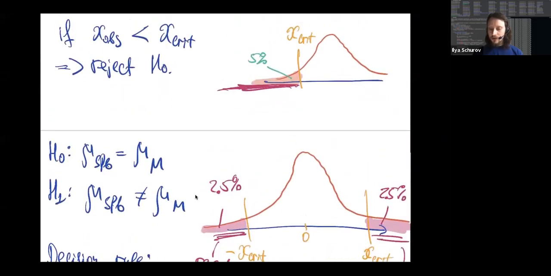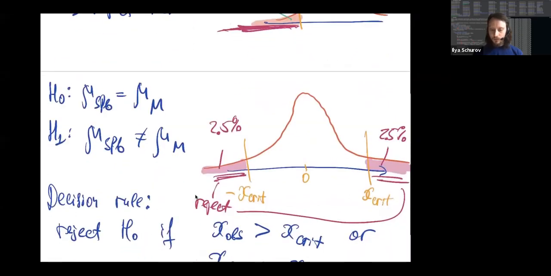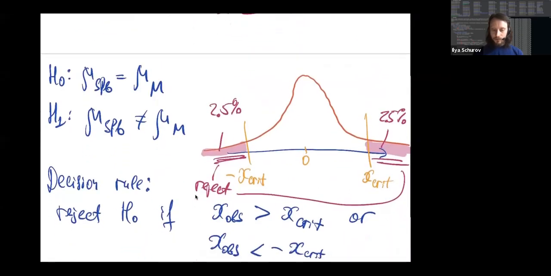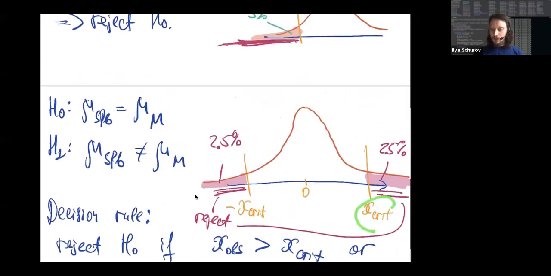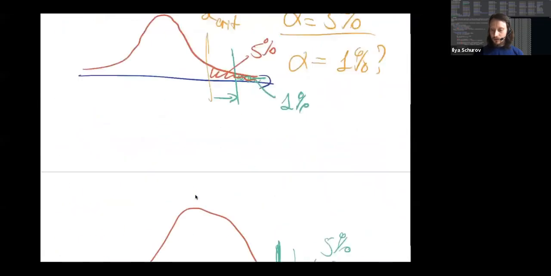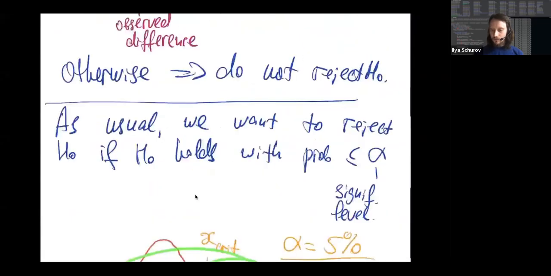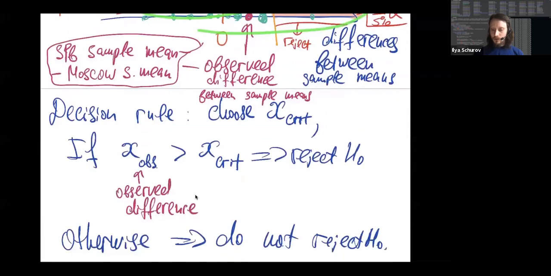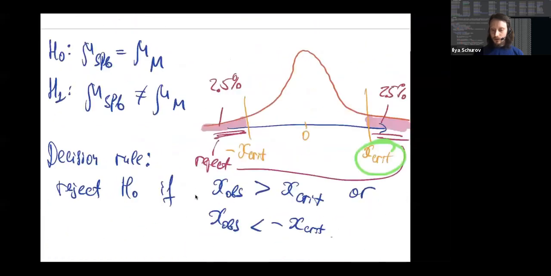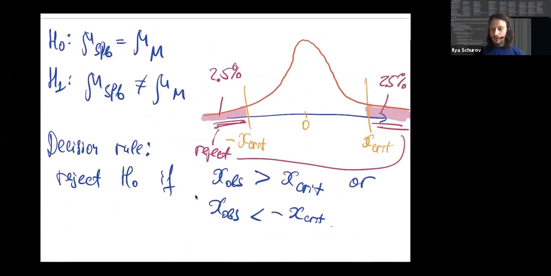So if you compare two cases, when you have this alternative, or when you have some one-sided alternative, where x critical will be larger. So for this picture, or for this picture, where x critical is larger.